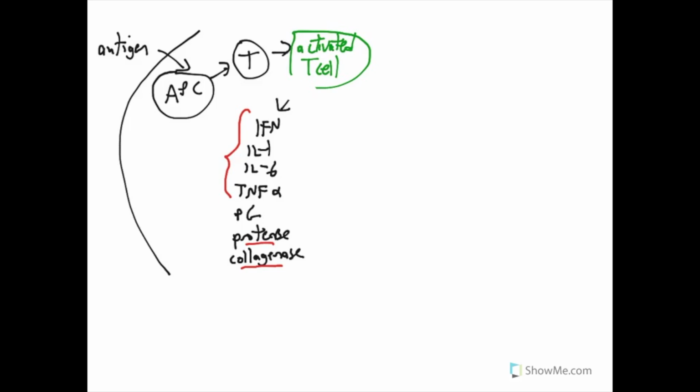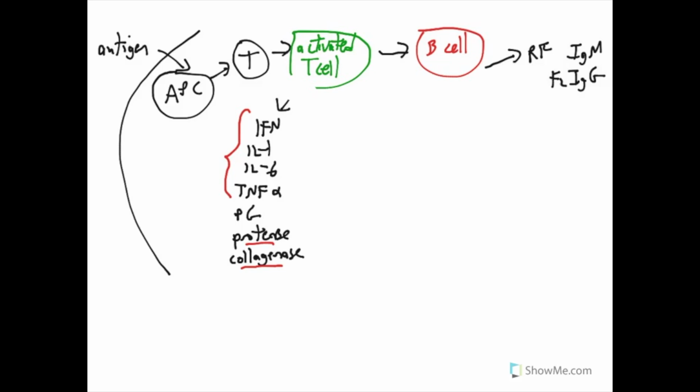What else does an activated T cell do? Right? We continue this direction here. The T cell is going to talk to a B cell, right? And then an activated T cell is going to activate the B cell. The B cell is going to produce rheumatoid factor. Now, what is rheumatoid factor? Rheumatoid factor is an autoantibody, which is an IgM, against the Fc portion of IgG.